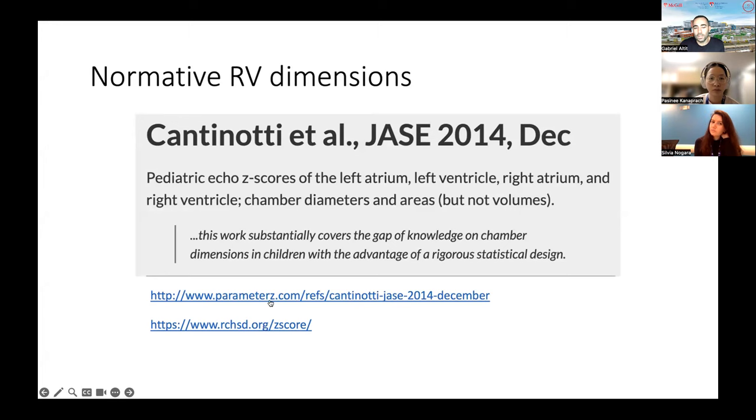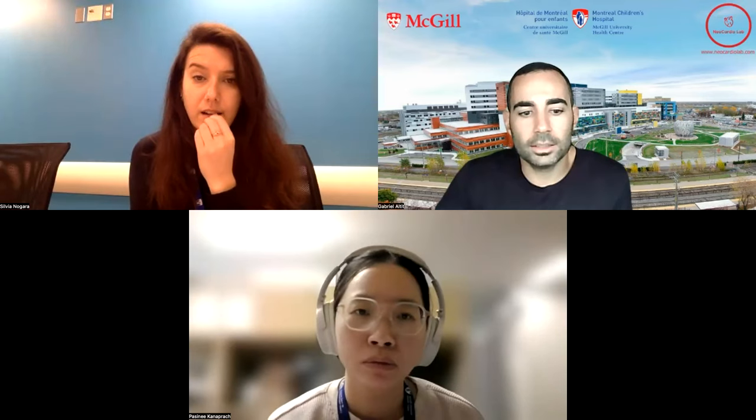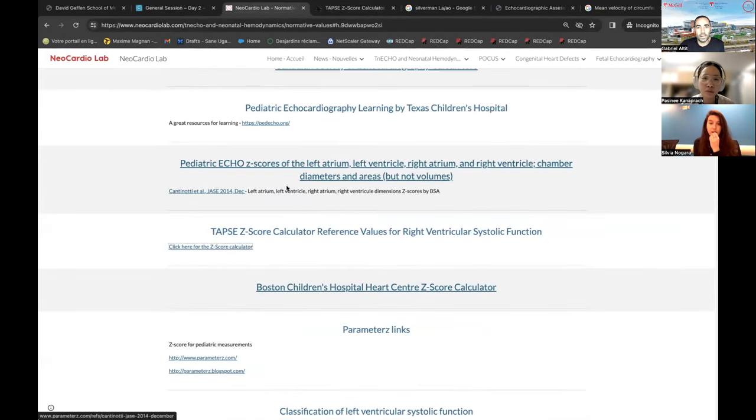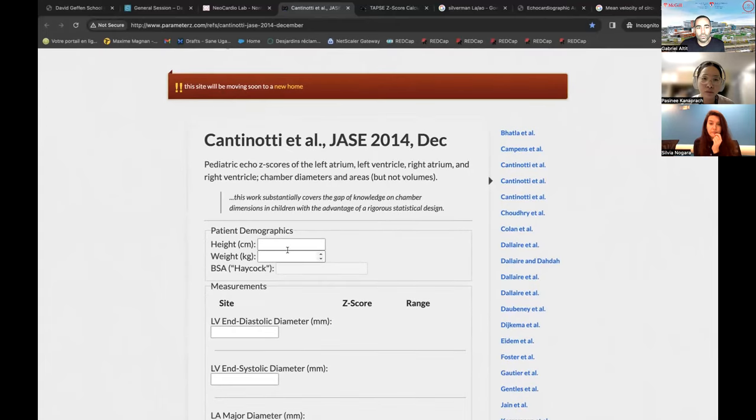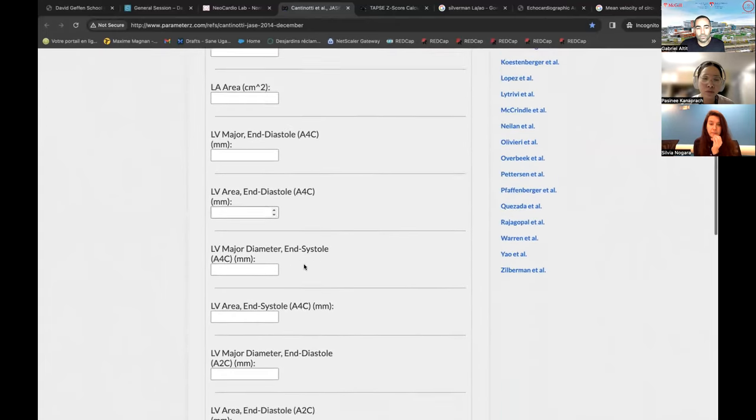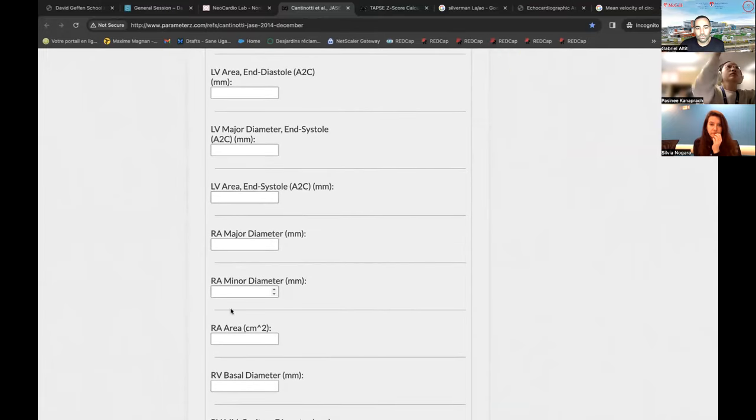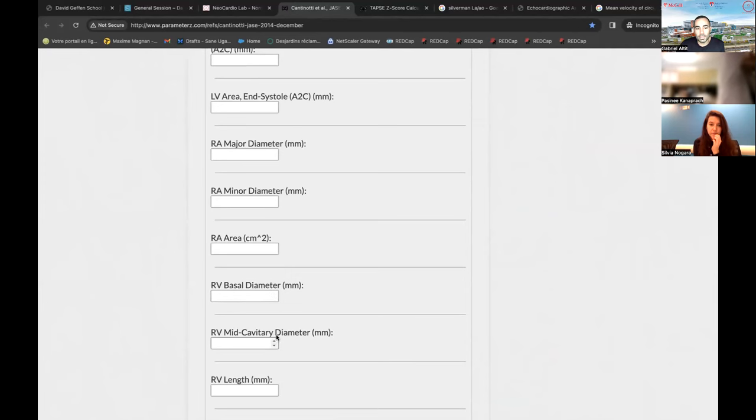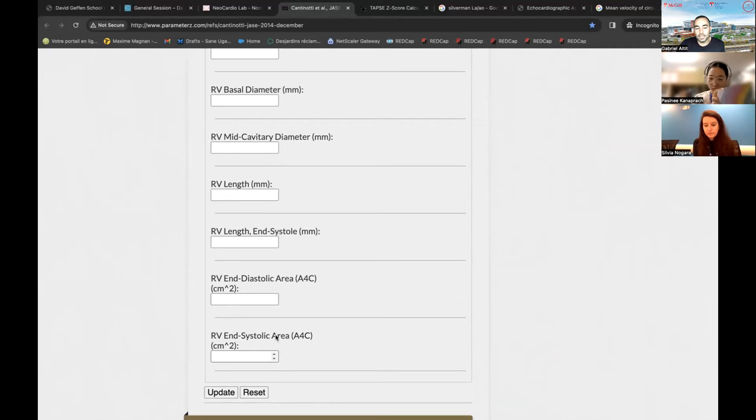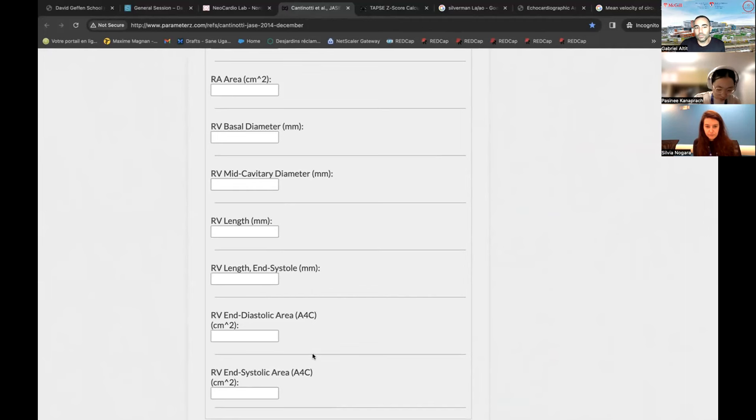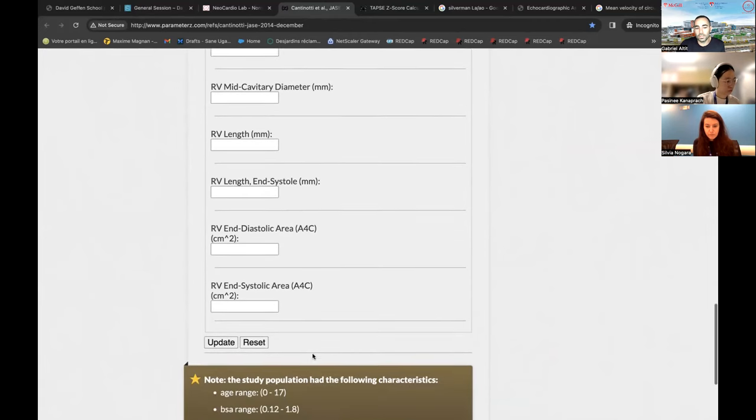And there's some normative RV dimension. I put the reference here. They're also linked into the normative data, where if you go on the calculators, sorry, on the normative data of the neocardial lab, there is a section, this one, pediatric echo Z-score for left atrium and so on. You put your height, your weight, your body surface area, and there's a whole section on right atrial area, right atrial basal diameter, mid cavity length, the end systole length. You can even put your end diastolic and end systolic area, and it's going to give you Z-scores to tell you if there are signs that some of them are dilated or bigger than usual for the body surface area.